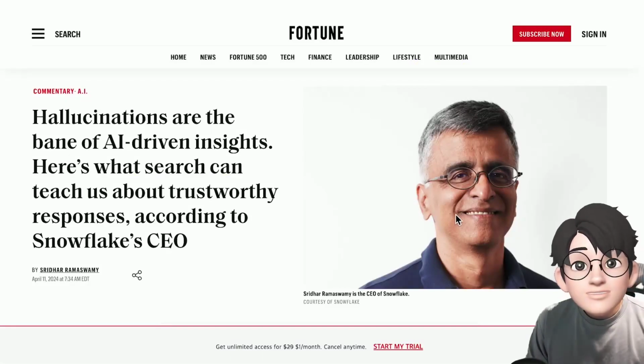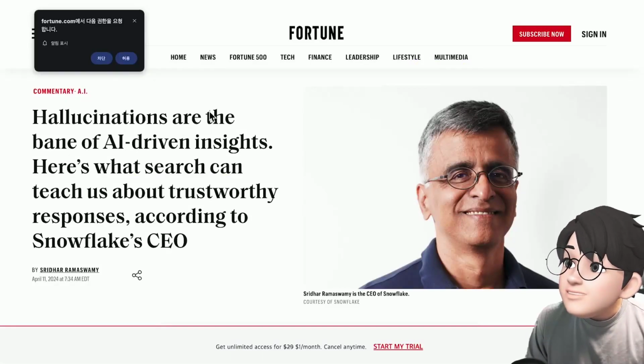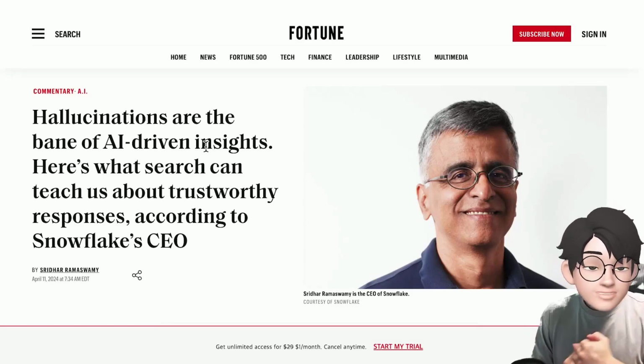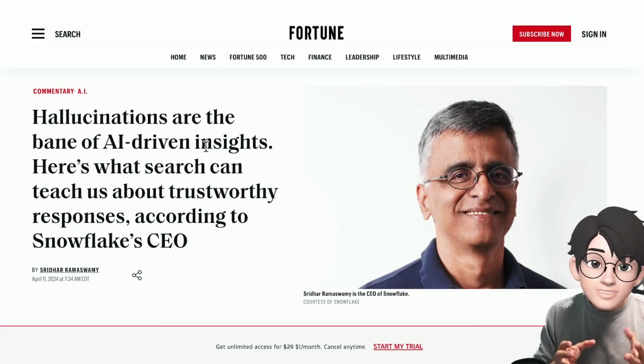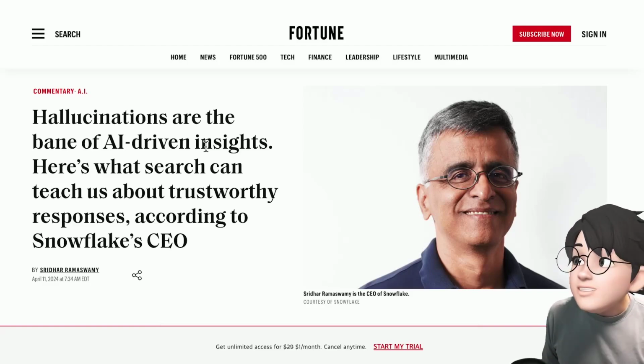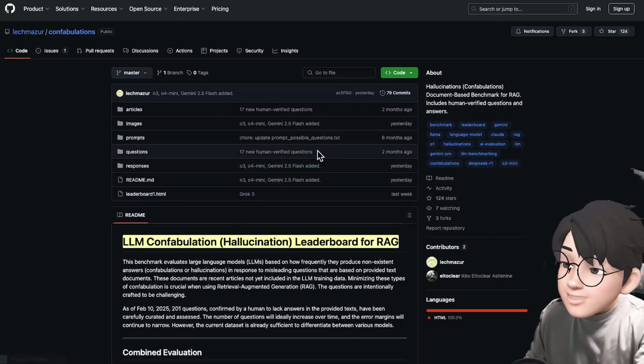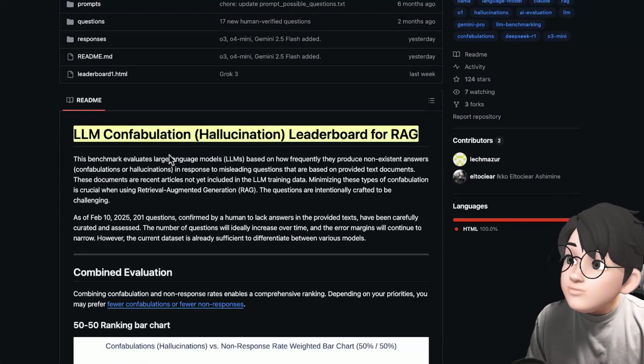You know Snowflake, right? Their CEO has been quite vocal about the need to address hallucinations. Why focus solely on benchmark scores without considering hallucinations? It's crucial to include hallucination data for a thorough assessment of AI models. So some people are independently creating leaderboards. They aim to measure how much misinformation or hallucination these LLMs generate.